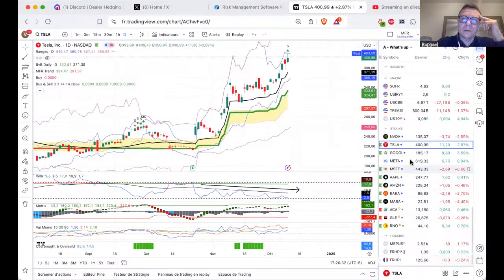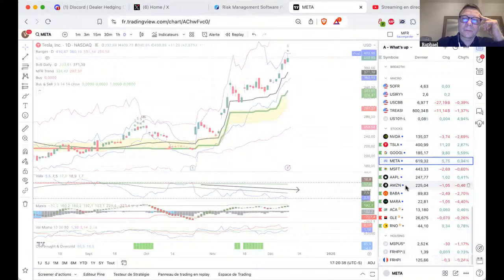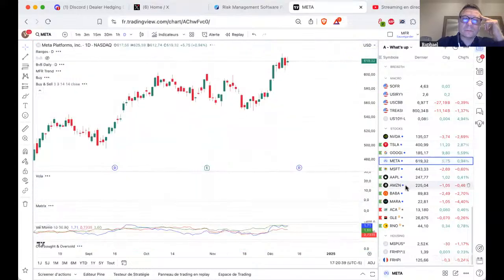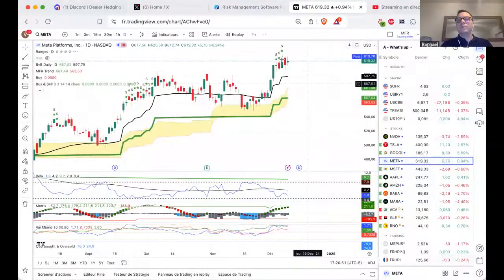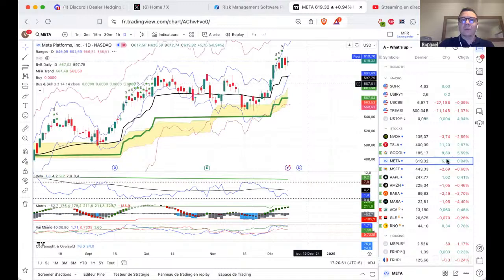Let's see, Meta. Last time we had sells, so we had consolidation. This time we have sells, so probably either consolidation or sell-off. So that's why I'm not buying the dip yet. Okay, just wanted to point that out. And almost all of them look the same.